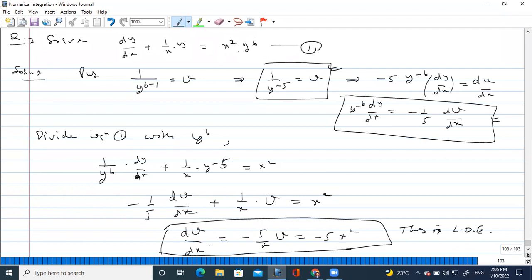So the linear differential equation you can solve easily. Sorry, sir. Yes. So please check that put 1 by y to the power 6 minus 1, that equation is wrong, because it should be plus 5, y to the power plus 5. Please check 1 upon y to the power 6 minus 1. So please check.